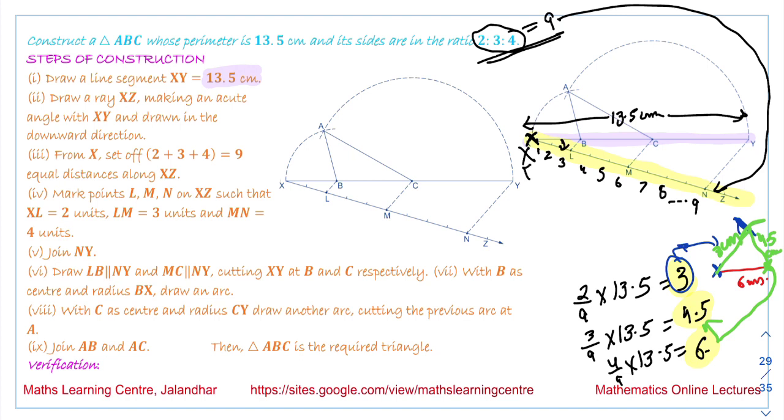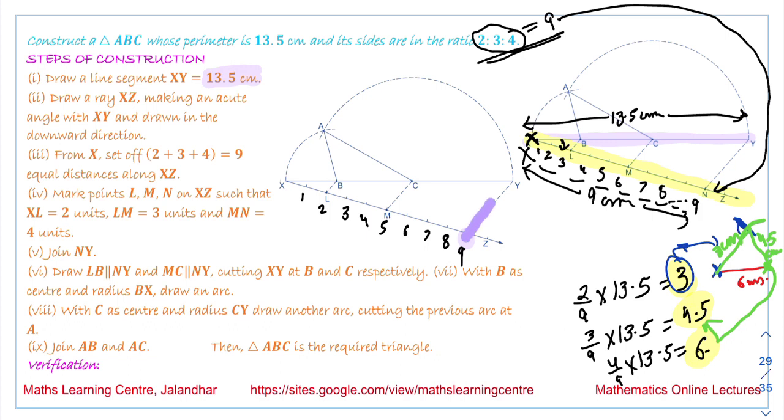Second thing we have done, we have drawn this line of 9 centimeter length and we have marked the points at unit distance. Now these are the points we are talking about. This is 1, 2, 3, 4, 5, 6, 7, 8 and 9. Now in the next step, this is the ninth point we are marking, it is N.